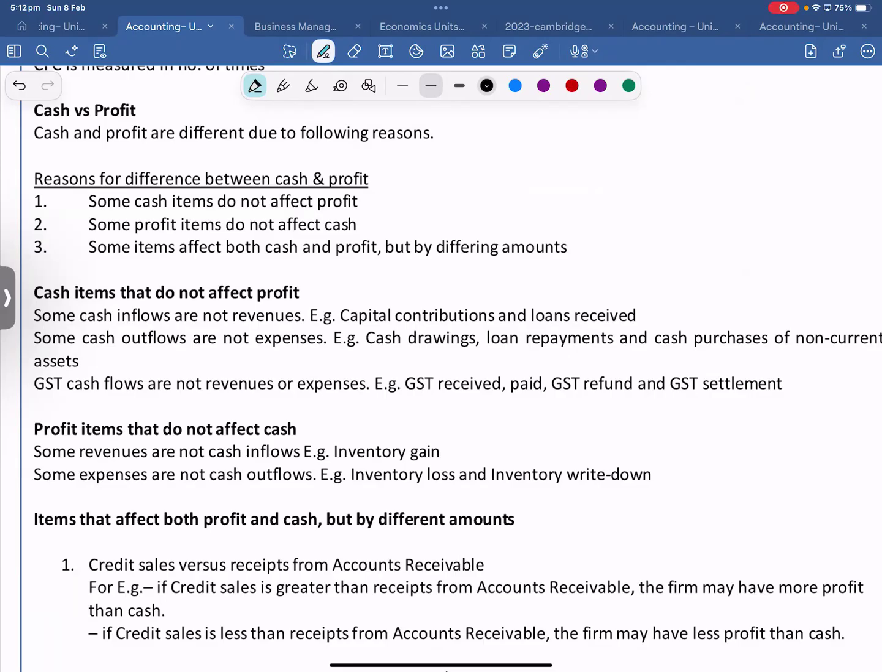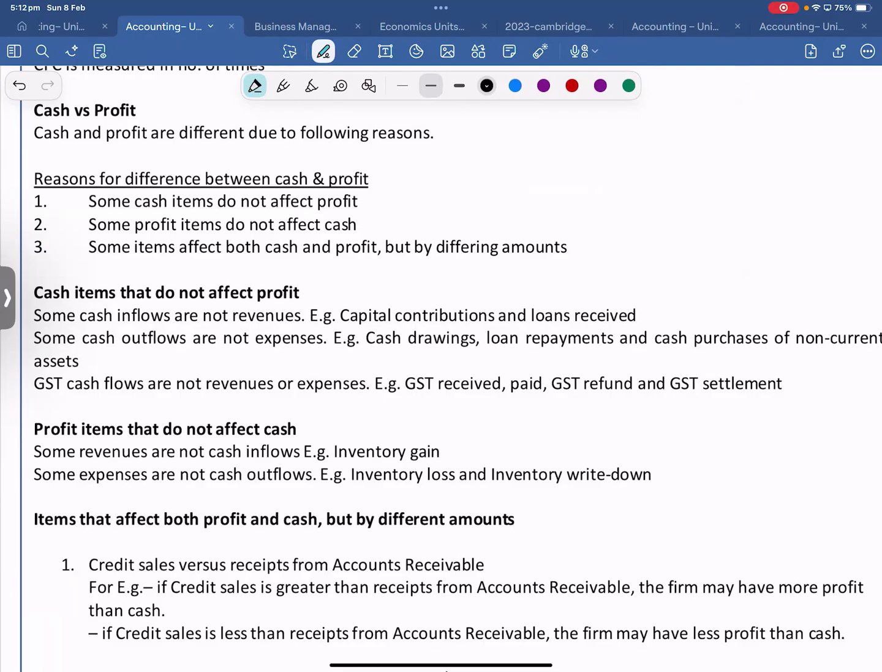Close it. Okay, guys, start. What is it? Cash versus profit. Now, cash and profit, are they the same concept? No. So they are different, yes? So what is cash?